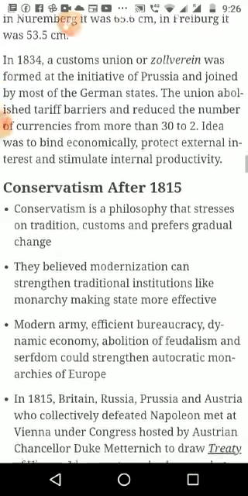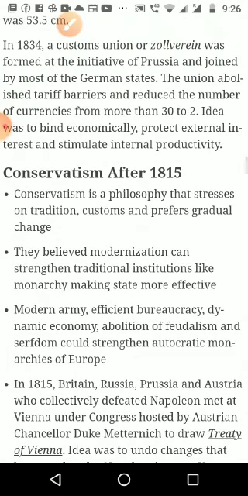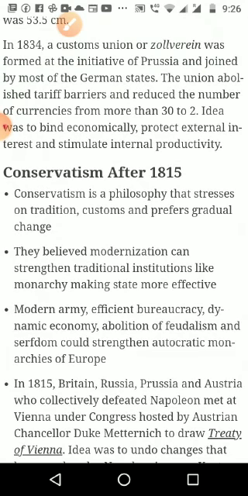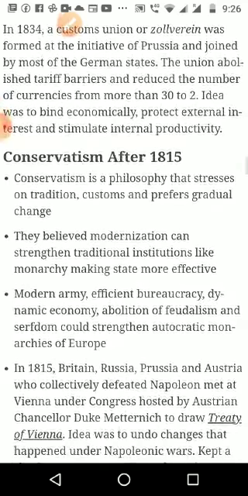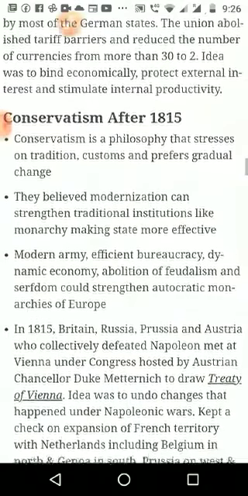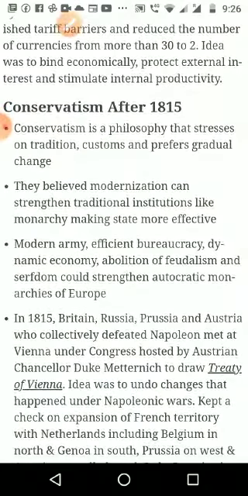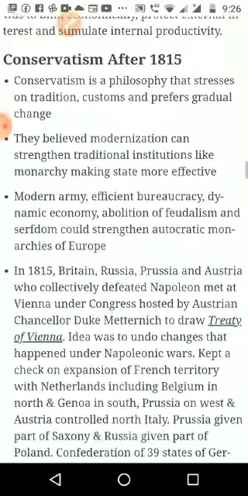In 1834, the customs union, or Zollverein, was formed at the initiative of Prussia and joined by most of the German states. The union abolished tariff barriers and reduced the number of currencies from more than 30 to 2. The idea was to bind the states economically, protect against external interests, and stimulate internal productivity.